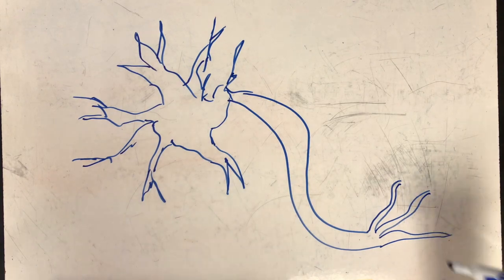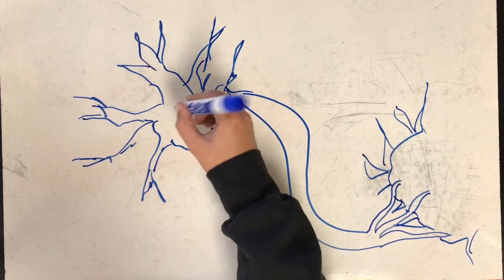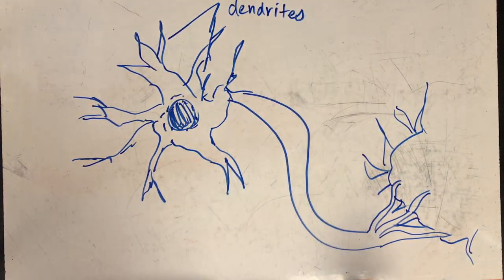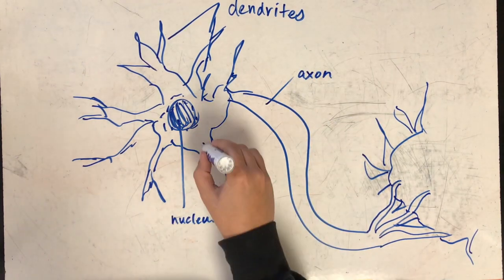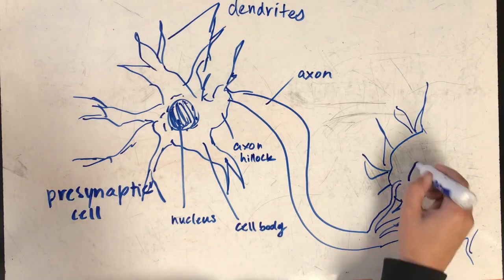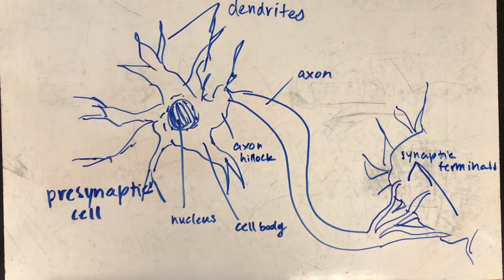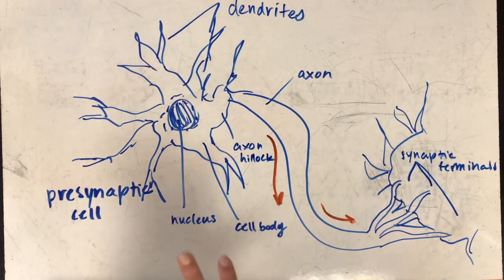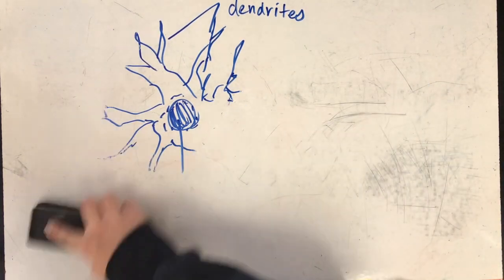This is a neuron. It's made up of dendrites, an axon, a nucleus, a cell body, an axon hillock, and synaptic terminals to make up a presynaptic cell. Impulses come through the dendrites and flow through the axon from the presynaptic cell to the postsynaptic cell.